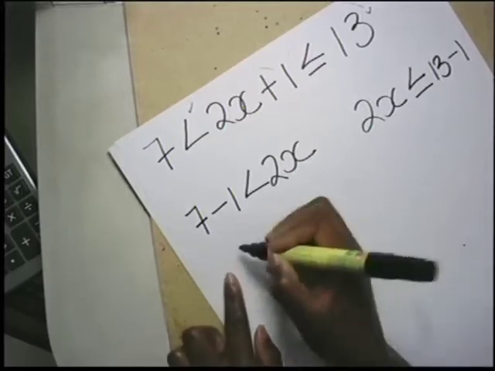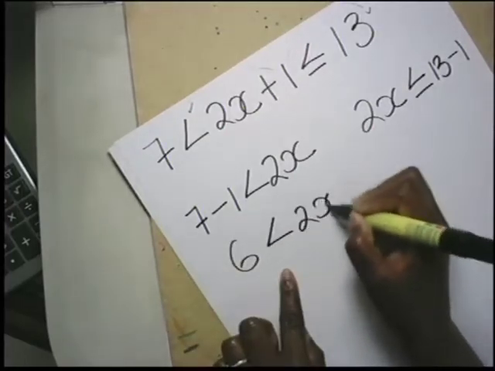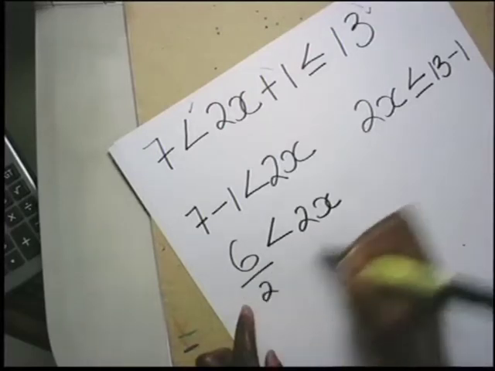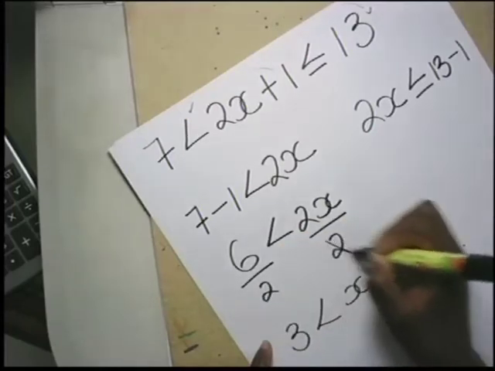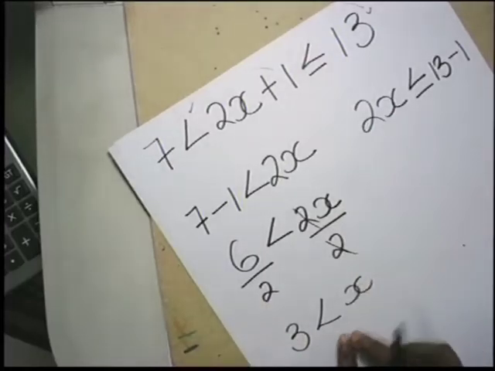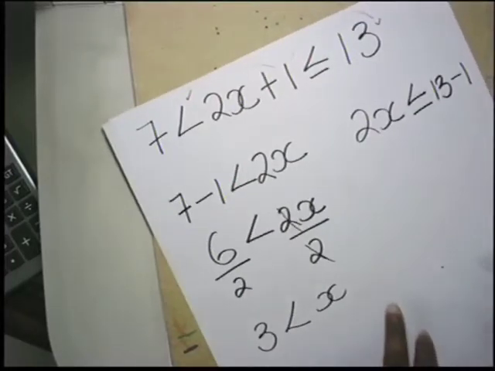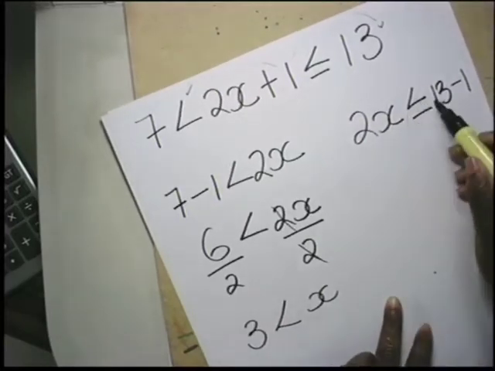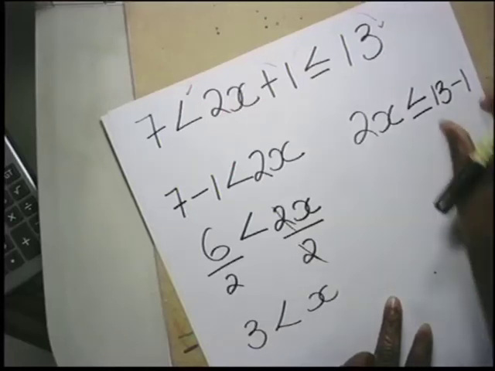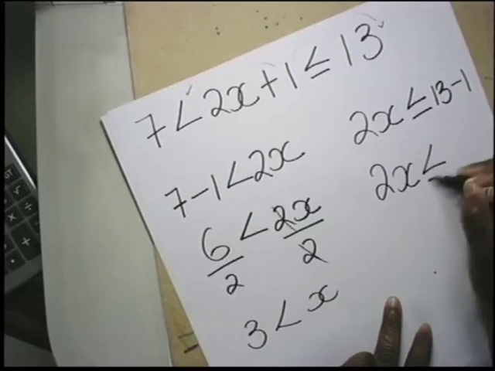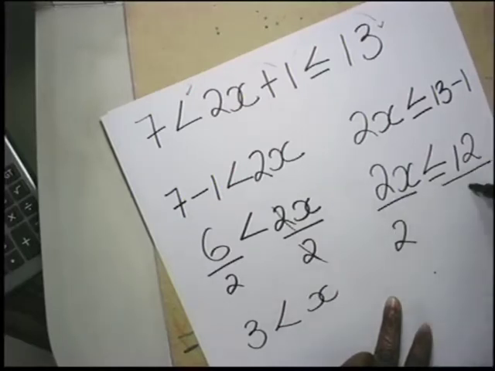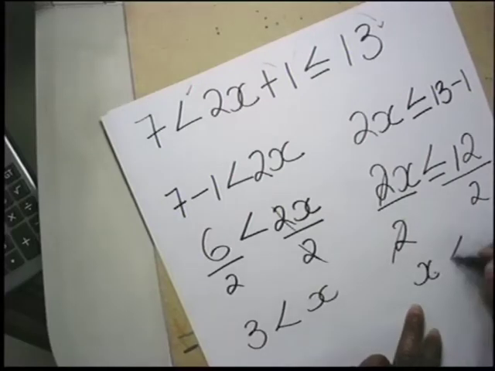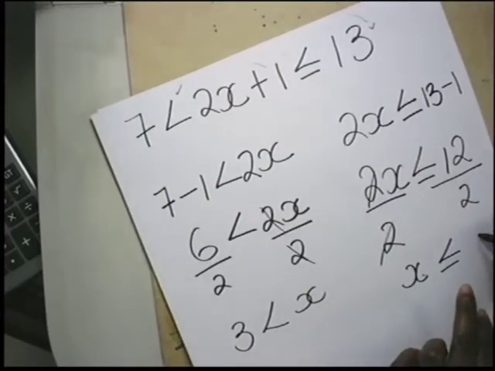Let's move on. 7 minus 1 will give us 6 less than 2x, and then we divide both sides by 2, and then we get 6 divided by 2 give us 3 less than x. These 2 and 2 cancel out. So then here 3 is less than x, or we can say x greater than 3 if you read it going that direction. And for this one, we have 2x less than or equal to 13 minus 1. Let's solve this one. So 2x less than or equal to 13 minus 1 will give us 12. And then you divide both sides by 2. 2 and 2 cancel out. X is less than or equal to 12 divided by 2 will give us 6.